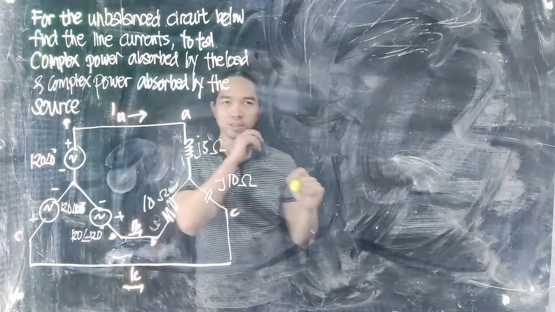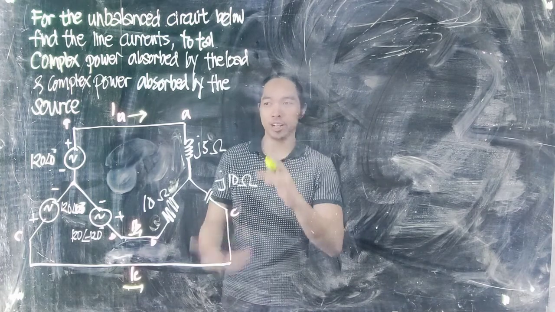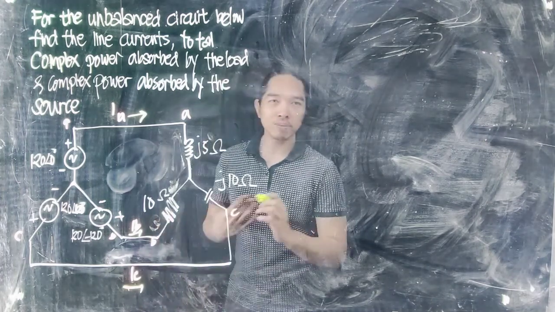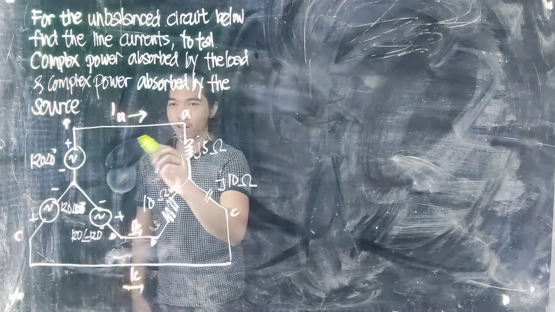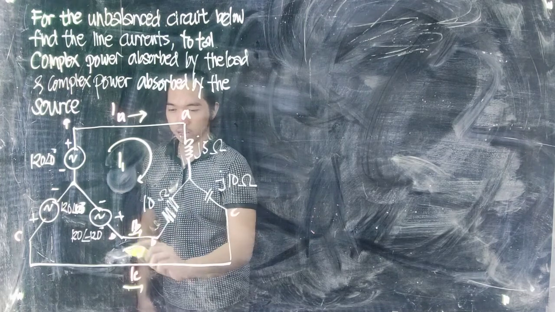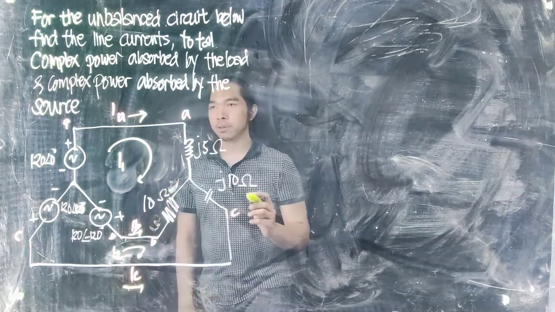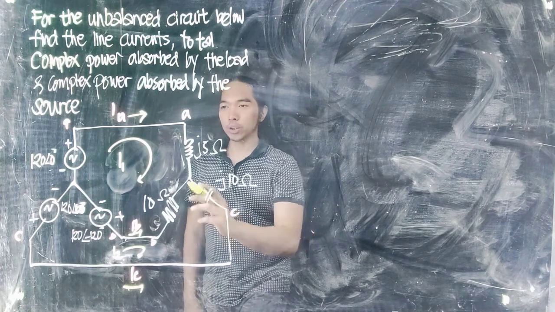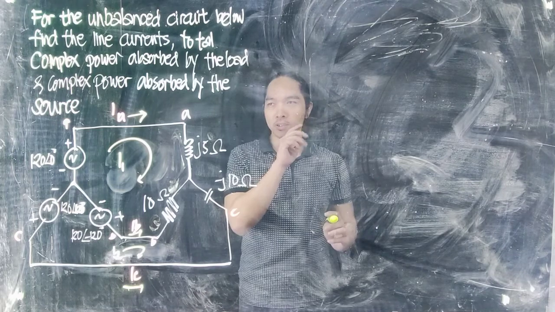Let's first solve the line currents. Whether you have an unbalanced circuit or a balanced circuit, as I said a while ago, we're going to solve it using mesh analysis. We have two mesh currents, I1 and I2, so we're going to have two loops here. We're going to create two equations out of this.